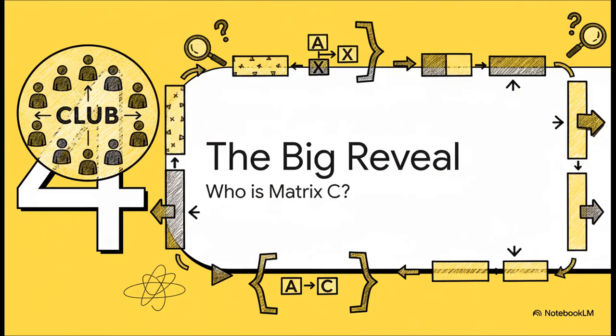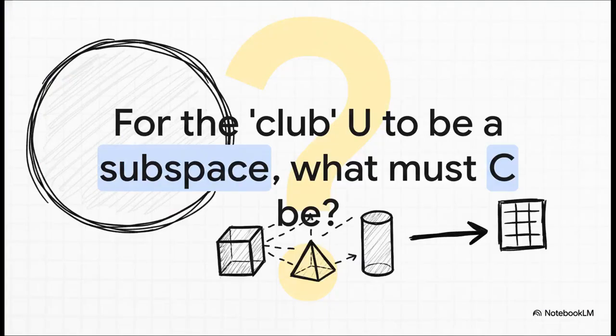Okay, so we've been deep in the weeds, looking at individual members of this club. But now, let's zoom out. It's time to ask a much bigger question about the entire club. You see, for this club U to be what mathematicians call a subspace, a stable, well-behaved structure, there are certain non-negotiable rules it has to follow. So the question is, what does that imply about our matrix C?